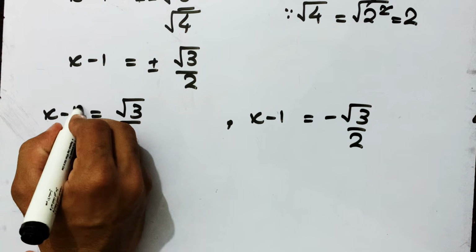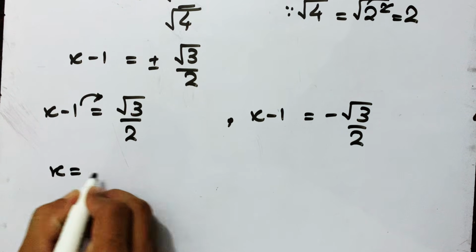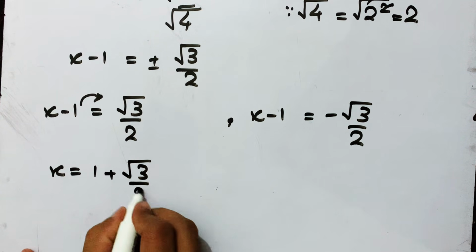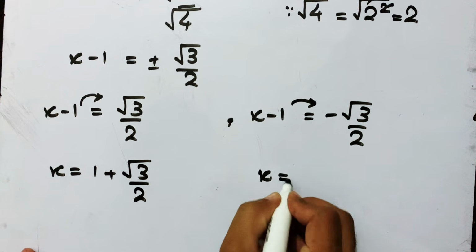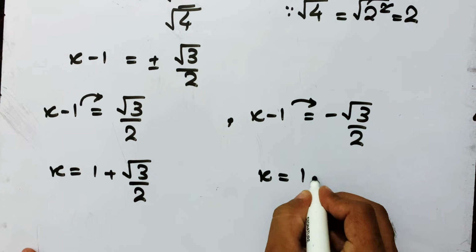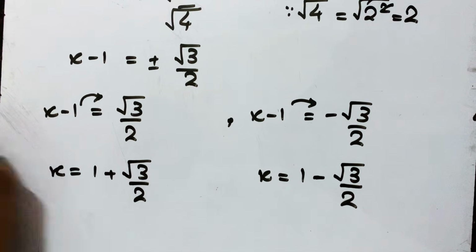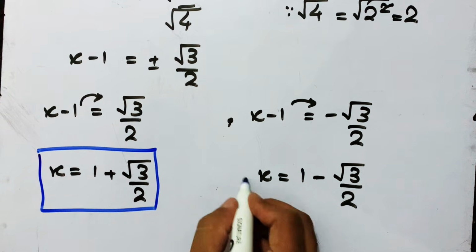The 1 is negative, so it goes to the opposite side and becomes positive. So x equals 1 plus the square root of 3 divided by 2, and the other is x equals 1 minus the square root of 3 divided by 2. So that is our final answer for the value of x.